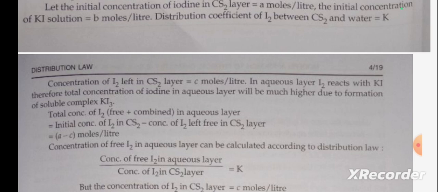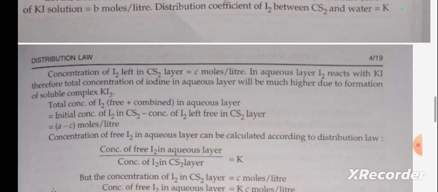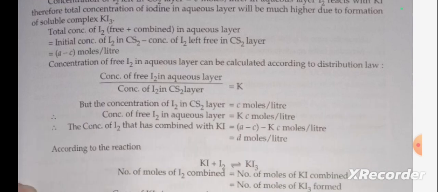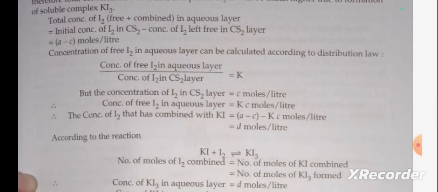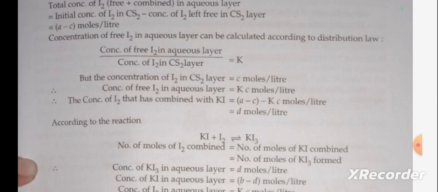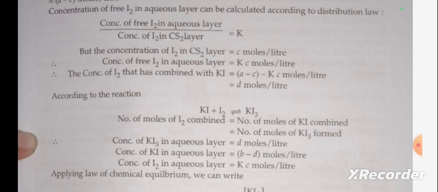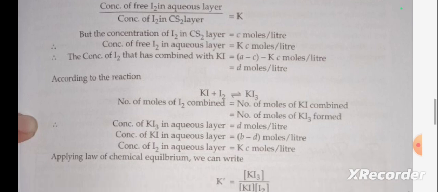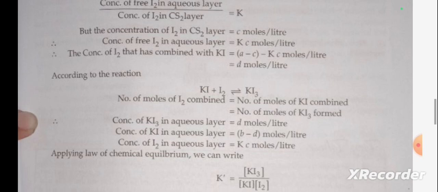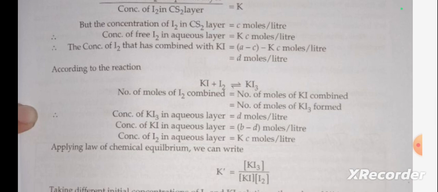In the aqueous layer, I2 reacts with KI. Therefore, the total concentration of iodine in the aqueous layer will be much larger due to the formation of soluble KI3. Total concentration, free plus combined, in the aqueous layer is the initial concentration of I2 in CS2 minus the concentration of I2 left free in the CS2 layer: A minus C moles per liter. The concentration of free I2 in the aqueous layer can be calculated according to the distribution law: it is K times the concentration of I2 in the CS2 layer. But the concentration of I2 in the CS2 layer is C moles per liter. So the concentration of free I2 in the aqueous layer is KC moles per liter.